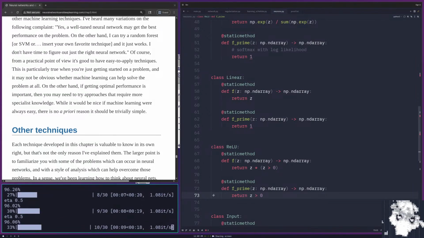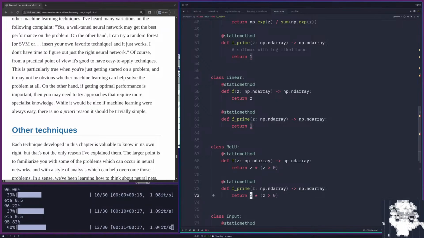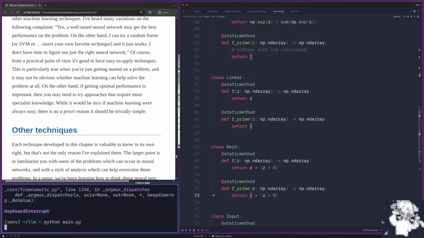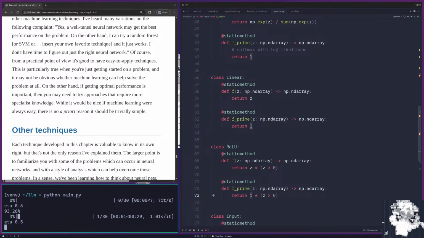Does it make a difference with a 1 times right there? No, same thing. All right. So yeah, look at that. We get to 96 after like 9 iterations, even less.